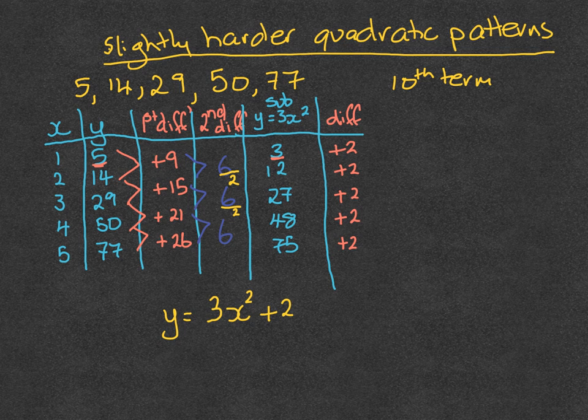And to find the 10th term, we would go y equals 3 times 10 squared plus 2. 10 squared is 100, times 3 is 300, plus 2. So therefore, the 10th term in this sequence is 302. And in the next video, I'll do one where it's harder again.